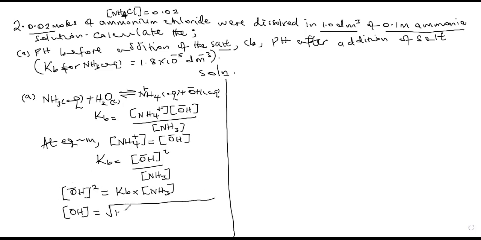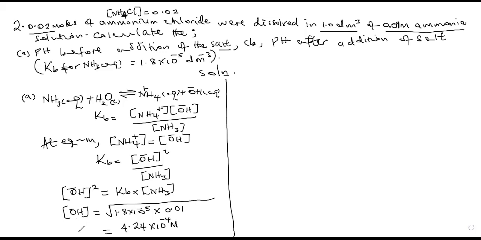Kb is 1.8 times 10 to the power negative 5, times the concentration of ammonia, which is 0.01. Since in the question it is 0.01, let's consider it as 0.01. And here we shall end up getting our OH concentration as 4.24 times 10 to the power negative 4 molar.